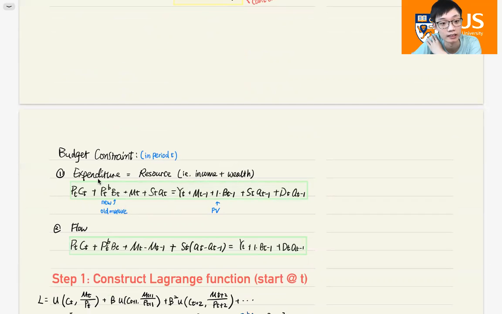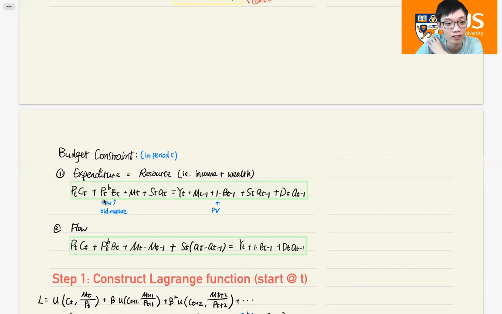So we can see the budget constraint from two perspectives. One is the expenditure and resources perspective. Here you see all your expenditures at time t. On the right hand side, you see all the resources you have in time t. What this means is that, for example, in time t, you consume the real consumption times price.